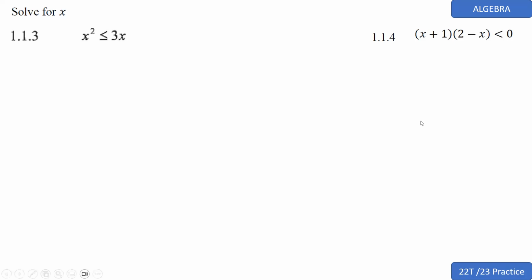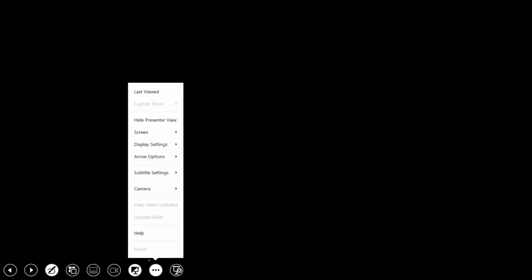And in an inequality question, the paper will carry around 3 to 4 marks. So let's look at the first one. If we have x squared is less than or equal to 3x, I'm going to do this one for you. We're going to get x squared minus 3x is less than or equal to 0. We're going to pull out a common factor: x into x minus 3.